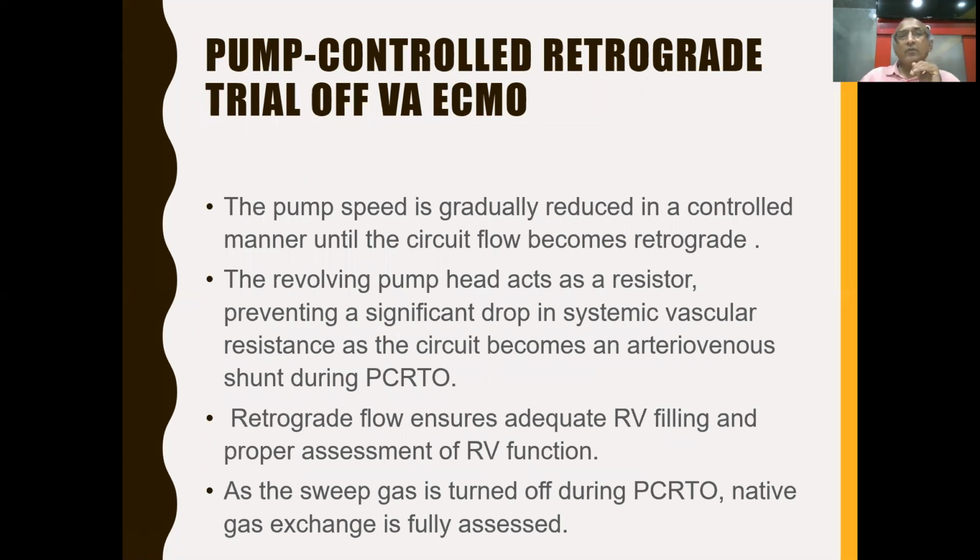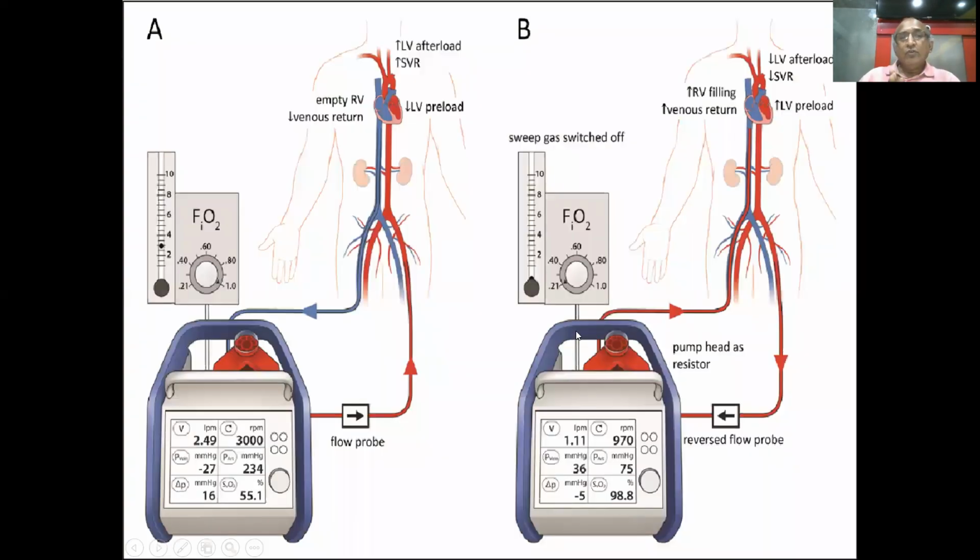While in the pump control retrograde trial off, as you know, this is a centrifugal pump. When the patient is on full ECMO, the patient is on an RPM of 3000 and the flow is around 2.5 liters. The venous blood is coming out and the arterial blood is going back.